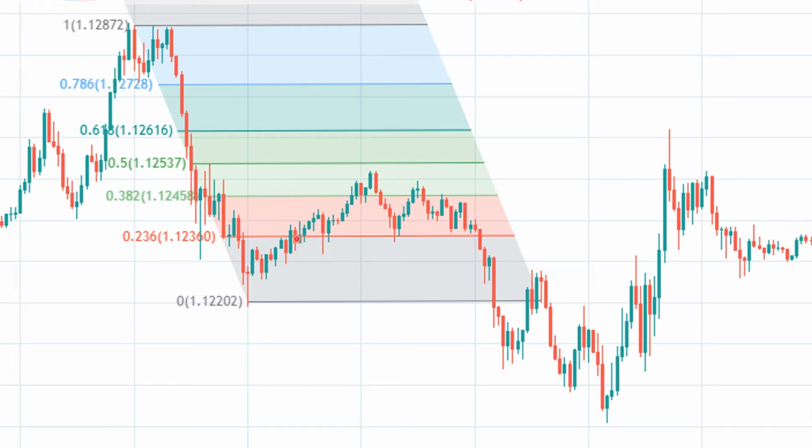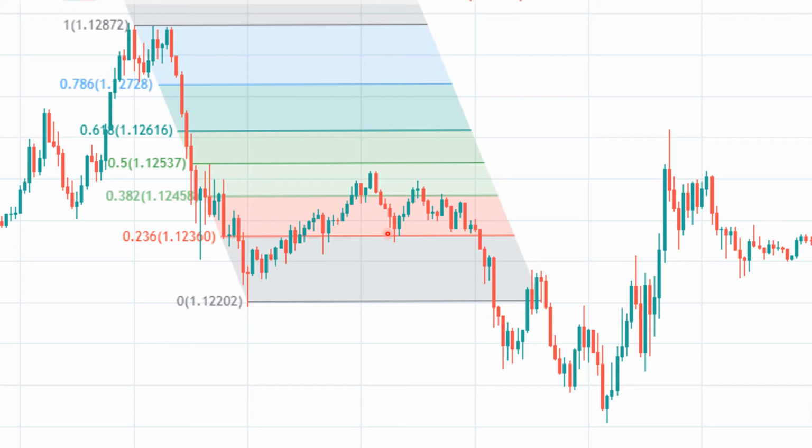As you can see here, price broke through the 23.6% level, or 0.236, broke through the 0.382 level, or 38.2% level, but when it got to this level, the 50% level, or 0.5, which is not an official Fibonacci level, but it's still included, it started to slow down, and then as you can see, price after that went back down.